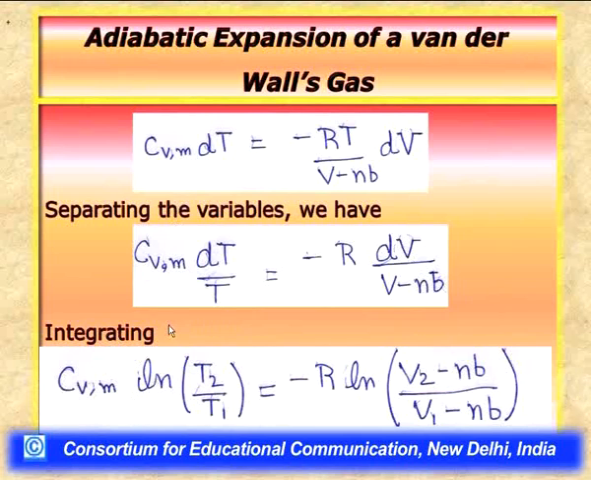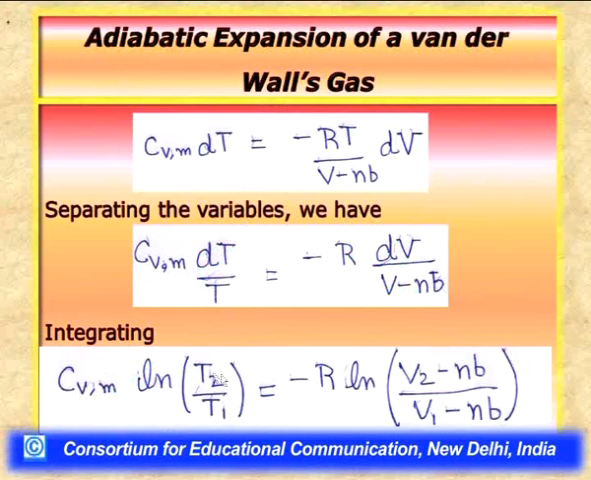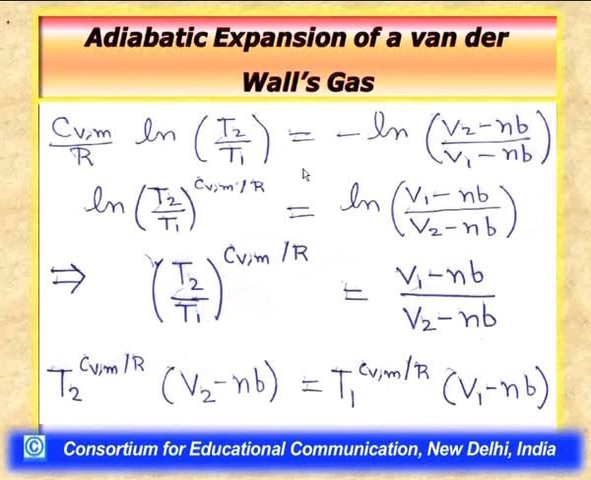Provided that the heat capacity under constant volume condition, CVm, is independent of temperature within the initial and final temperature range, we can take it as constant and integrate. On the left hand side, dT by T integrates to ln T, and within limits T1 to T2 it is ln T2 by T1. Similarly, the right hand side is minus R ln V2 minus nb by V1 minus nb, which we have seen earlier also. So, CVm by R ln T2 by T1 equals minus ln V2 minus nb by V1 minus nb.